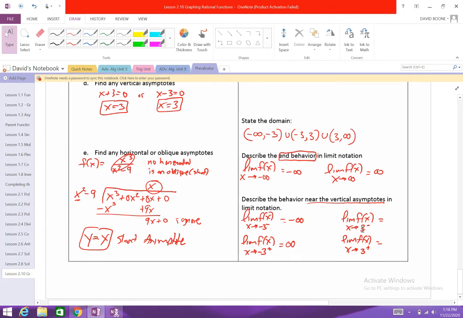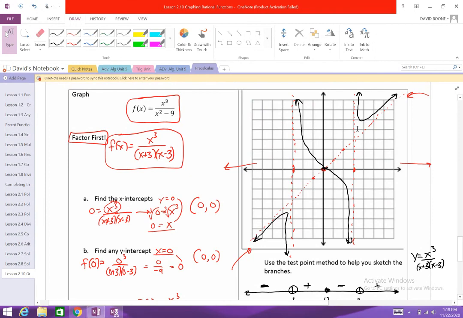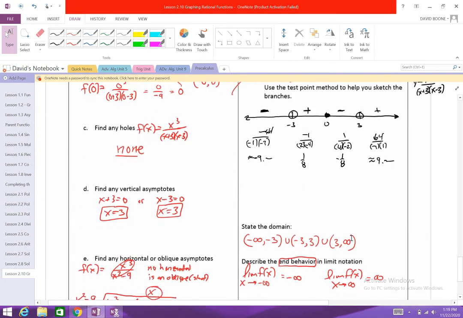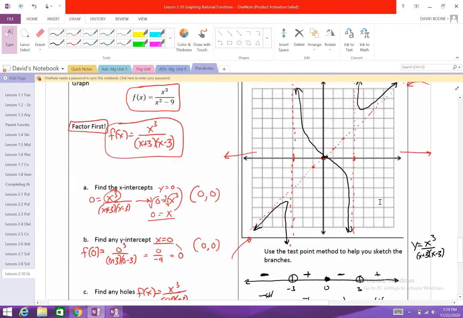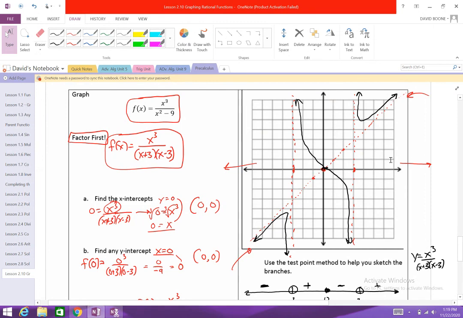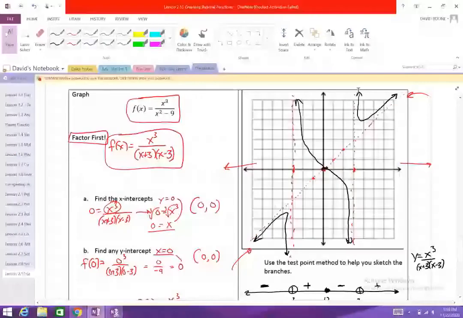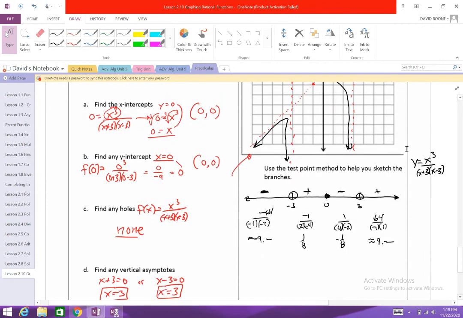And then let's look at as I approach +3. So here's +3 right here. And so as I approach +3 from the left side, it looks like it's going down to negative infinity. And then as I approach 3 from the right side, so again, as I'm coming from the right side here, I can look at the graph. As I approach 3 from the right side, the graph is going up to positive infinity.